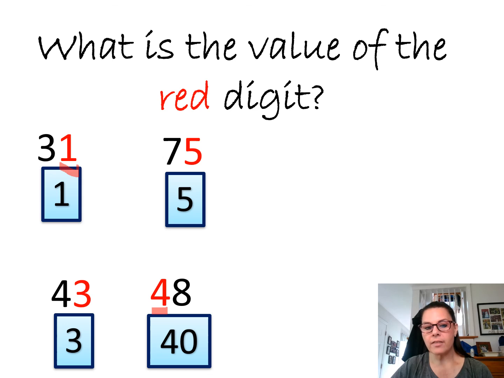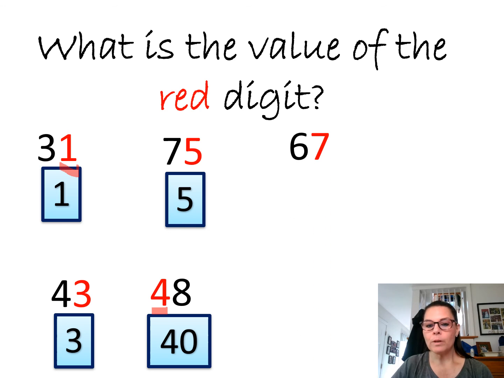Did you hear it, boys and girls? This one, we said 31, and the answer was the 1. 43, we said 3. 75, and we said 5. In this one, we said 48. So you're saying the answer right when you say the number.